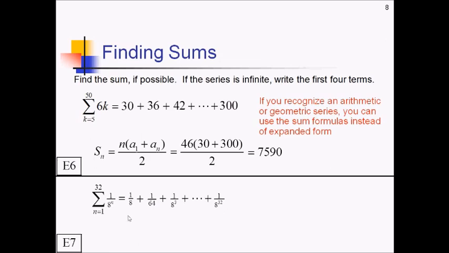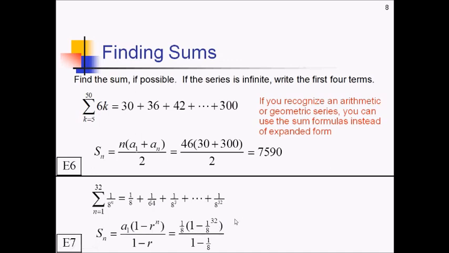Well, we know this is a geometric series. We have an a1 of 1/8, and also a common ratio of 1/8 to get the next term. So I'm going to use this formula again. We've got 1/8 times 1 minus 1/8 to the, how many terms are there? There's 32 terms from 1 to 32, all over 1 minus 1/8. And this is a huge mess.